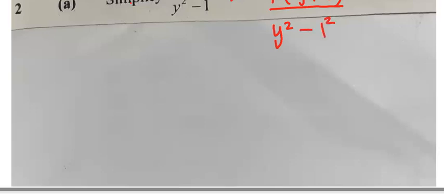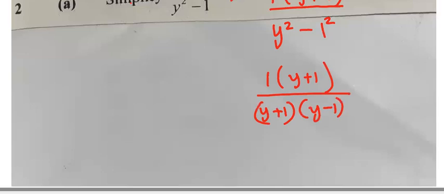And when I go down, this will be now like 1 y plus 1 over y plus 1 and then y minus 1. This is a difference of 2 squares, which we were just doing in the other question. And then at this point, you will see that y plus 1 is common. So what are we going to have now? On top, we remain with 1 over y minus 1. Ladies and gentlemen, this is what is going to be our answer.